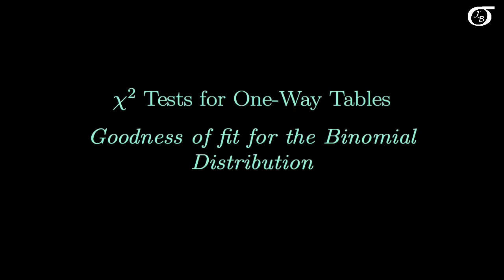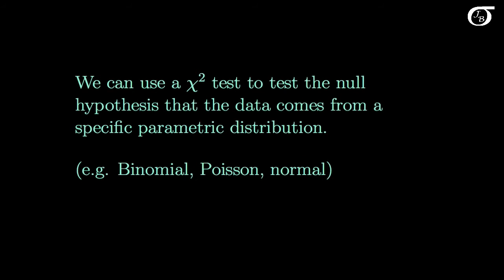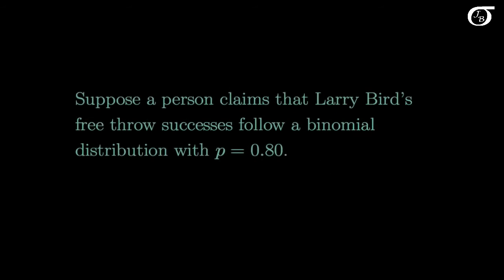Let's look at chi-square goodness of fit tests for the binomial distribution. We can use a chi-square test to test the null hypothesis that the data comes from a specific parametric distribution. For example, we might want to test whether the data comes from a binomial or Poisson distribution, or even a continuous distribution such as the normal distribution. Let's look at an example to start.